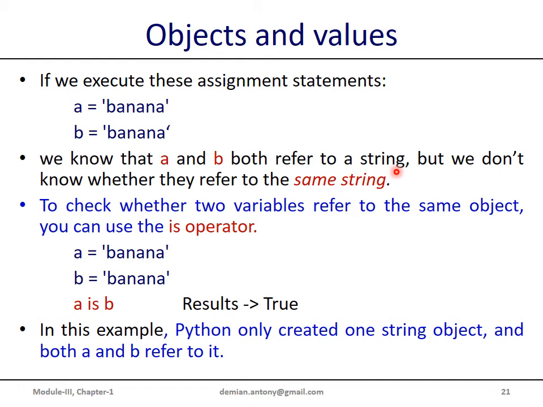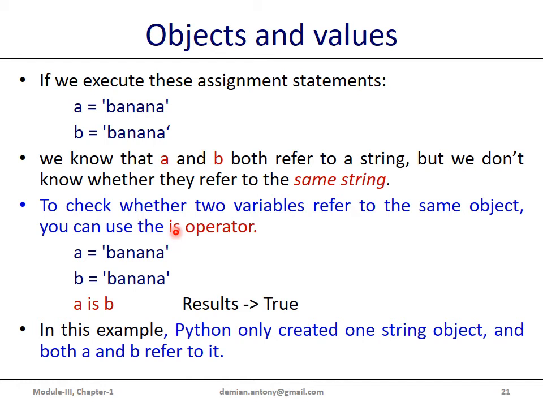But we do not know whether both a and b refer to the same object. We know that an object is actually a memory layout of a value. With these two statements, we do not know whether a and b, as logical names, refer to the same memory having the value banana. How do we get that information, whether the variable names refer to the same object in memory? For that, we have an operator called the is operator. The is operator is a binary operator that works on two variables or object names. It results in a boolean value True if a and b, the variable names, refer to the same object.